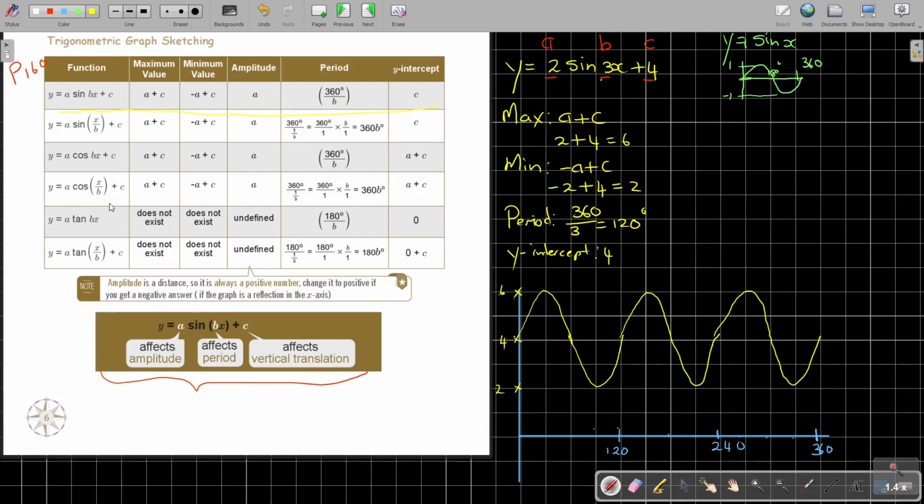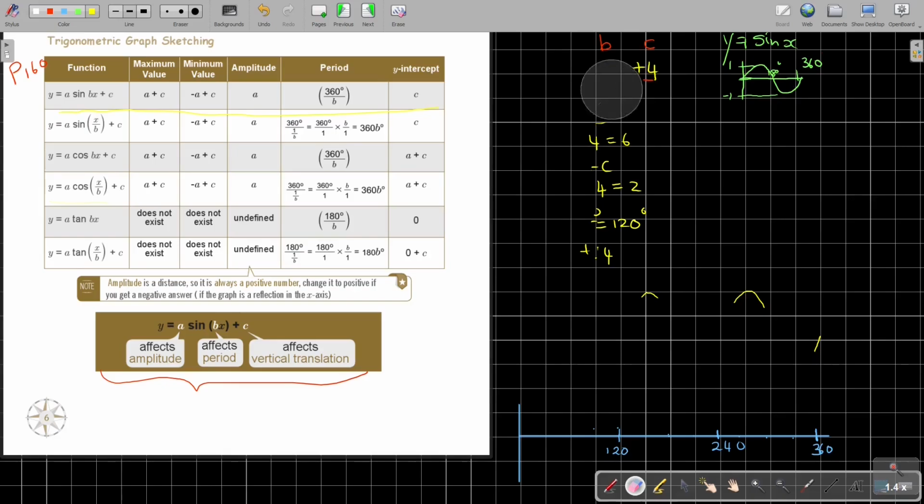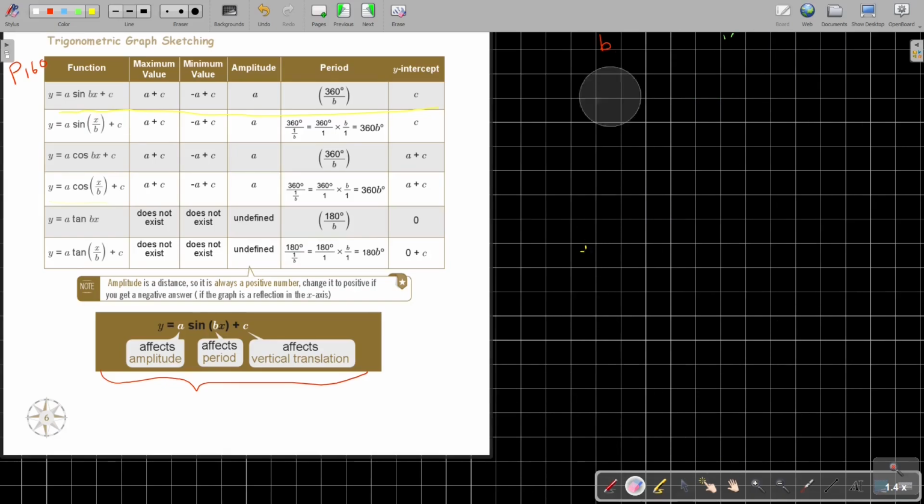Okay, so let's clean again and let's take totally a new one. Which one do I want to take? I'm going to take y is equal to 3 cos a half. I make it now a fraction. And now I move down 2. Are you with me? Okay.